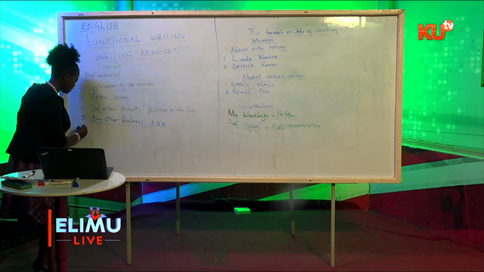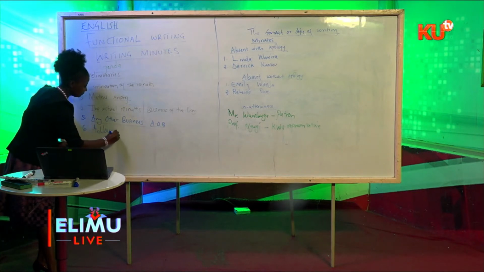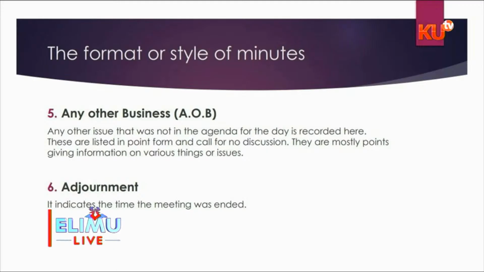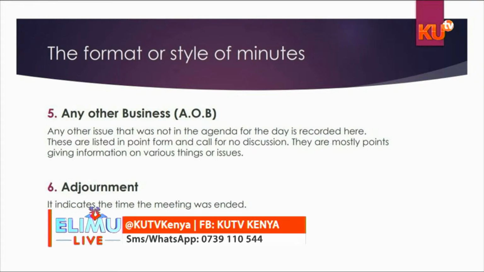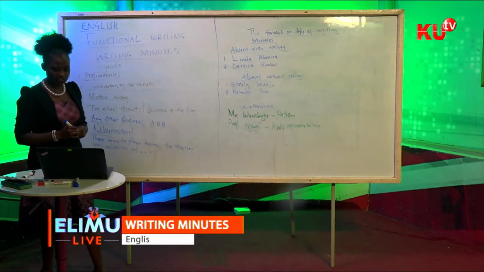From there, we have the adjournment. Adjournment. And here, nothing much happens, and there is a specific way that we adjourn the meetings. This just means the meeting was ended, or the meeting was adjourned. So you will have there being no other business, the meeting was adjourned, or you may say the meeting was ended at. You give the time when the meeting was adjourned.